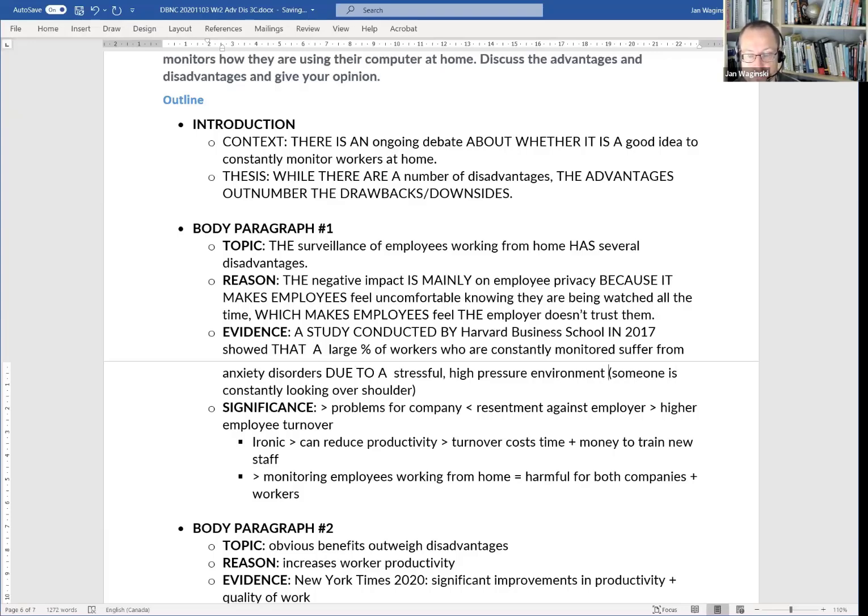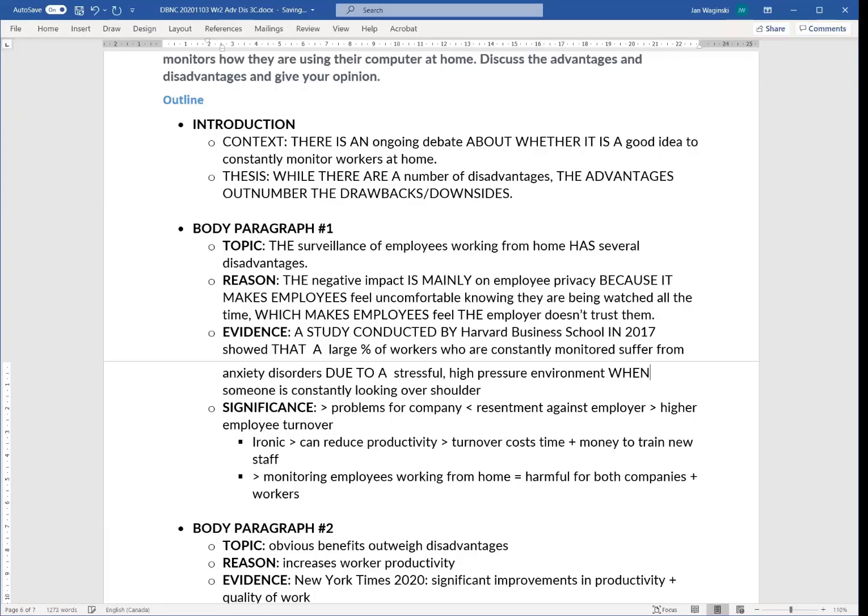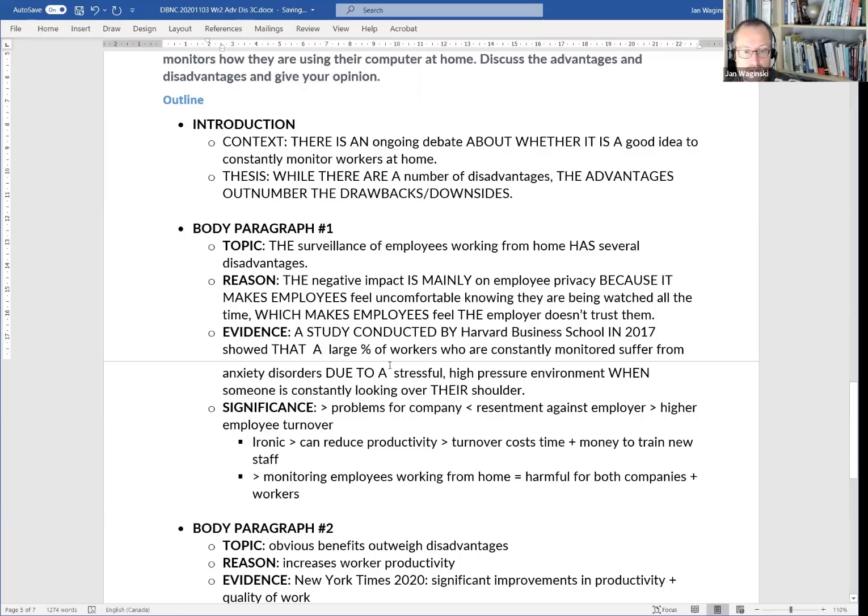Then how do we integrate the stuff in the brackets here? Someone is constantly looking over the. Good. Someone is looking over their shoulders. Good. What about here, the verb? Because a study done in 2017. So can we say a larger percent of workers who were constantly? Just a sec. A study conducted by Harvard showed that a large.